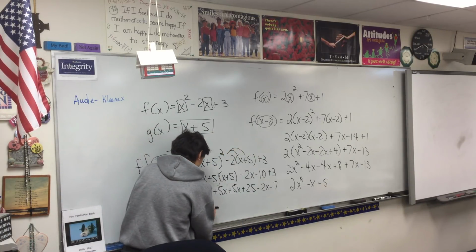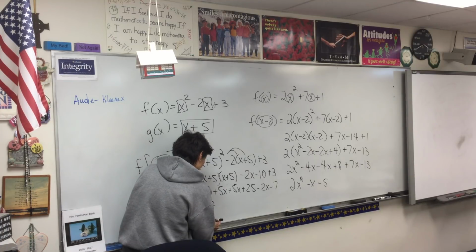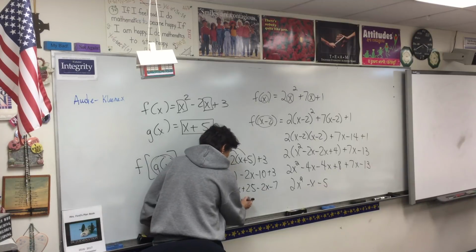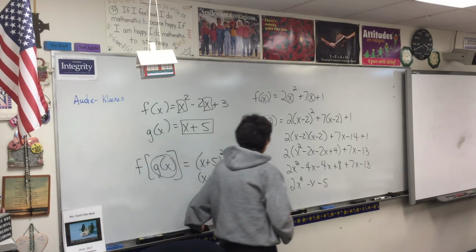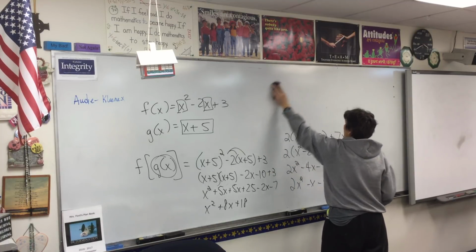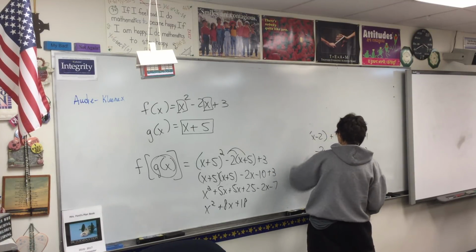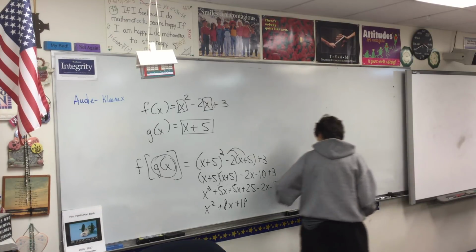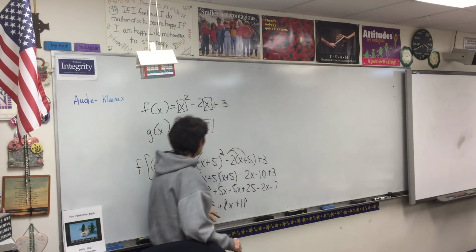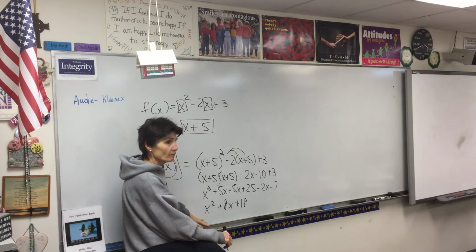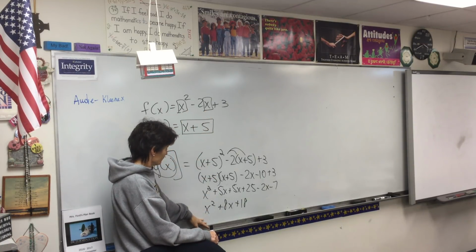So I don't know what you got. I got x squared plus 8x plus 18. Does that look okay? And by the way, that's the answer. Don't do anything to it. Stop. Just stop. The question wants to know what happens when you plug G into F. And when you plug G into F, that's what happens.